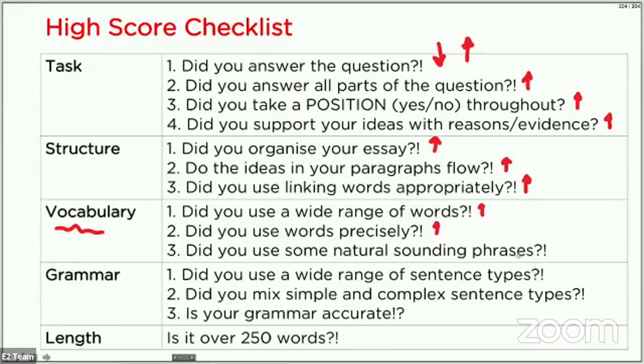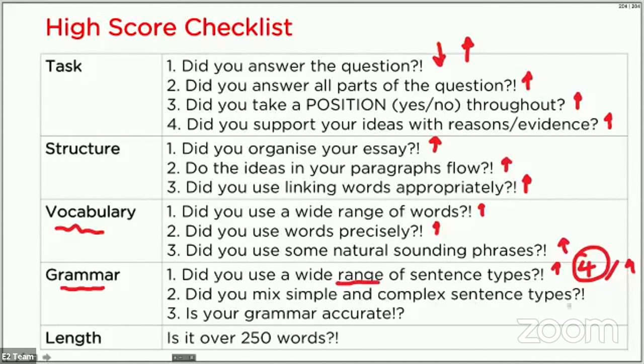Did you use some natural sounding phrases? Did you use, okay, this is important, grammar. Did you use a wide range of sentence types? Some simple, some compound, some complex, some compound complex. Your scores will go up. If you just wrote in simple sentences, the maximum score you can get for grammar is 4 out of 9, okay? Even if it's perfect.